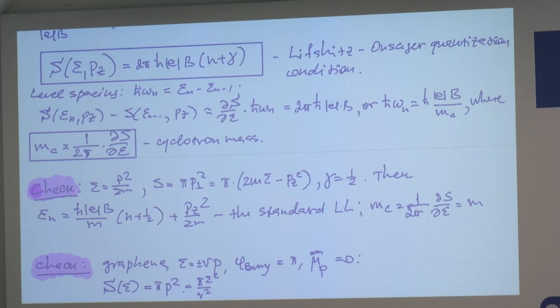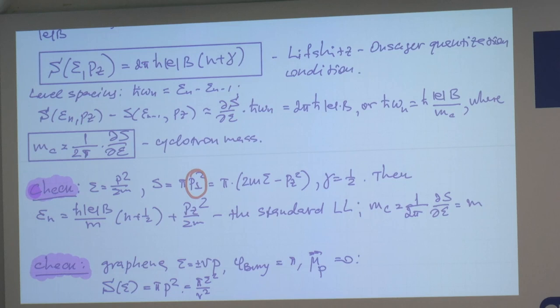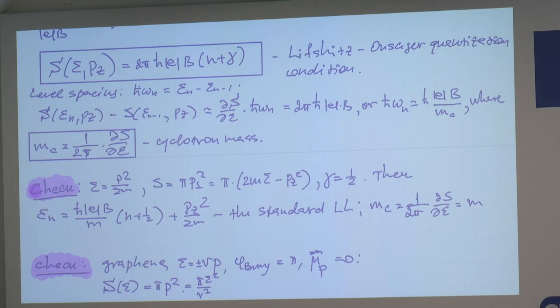The area here, of course, is given by just pi times the component of momentum perpendicular to z, p perp squared, just the regular area of a circle. I just expressed p perp squared through energy that is fixed and pz that is fixed. Gamma we're going to set to be 1/2, the usual case. Upon plugging this into the quantization condition, we immediately get the famous harmonic oscillator spectrum for motion in a magnetic field. Of course, there is the kinetic energy along the z direction that's dangling there because it's not affected by the magnetic field. And the cyclotron mass, the derivative of S with respect to energy epsilon divided by 2 pi, is nothing but the band mass that you plug in. Of course, nothing else will come out.